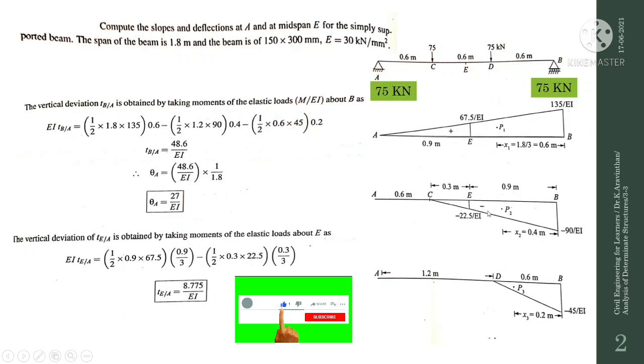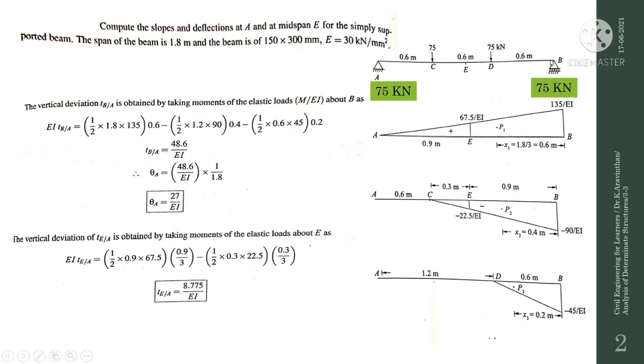For the second diagram, the moment due to this load of 75 with respect to point B is 75 into the distance, which is 1.2. If you multiply, you get 90 as the answer. So minus 90 by EI. Why we write it in negative here is that it is an anticlockwise moment, so you get a negative moment. When you take the reaction RA, you get a positive moment. Hence both will be opposite.